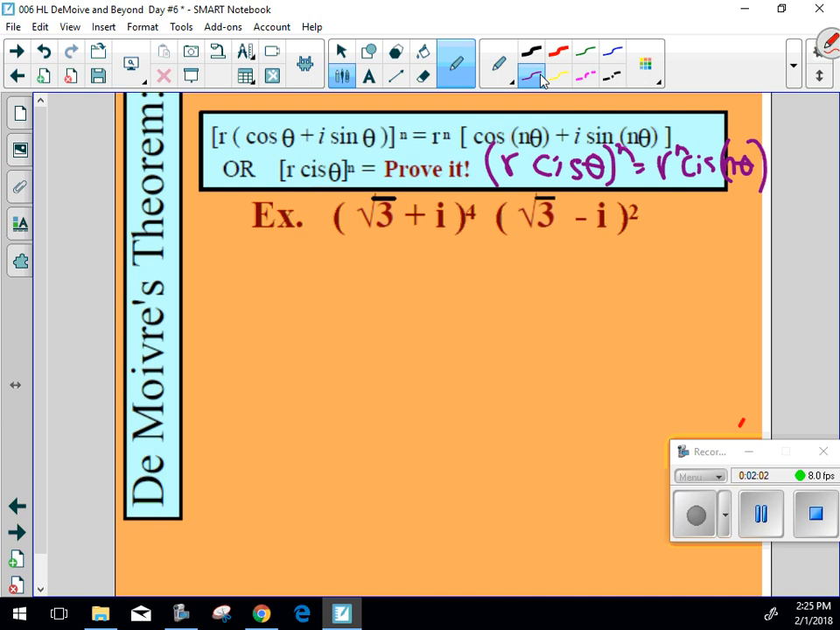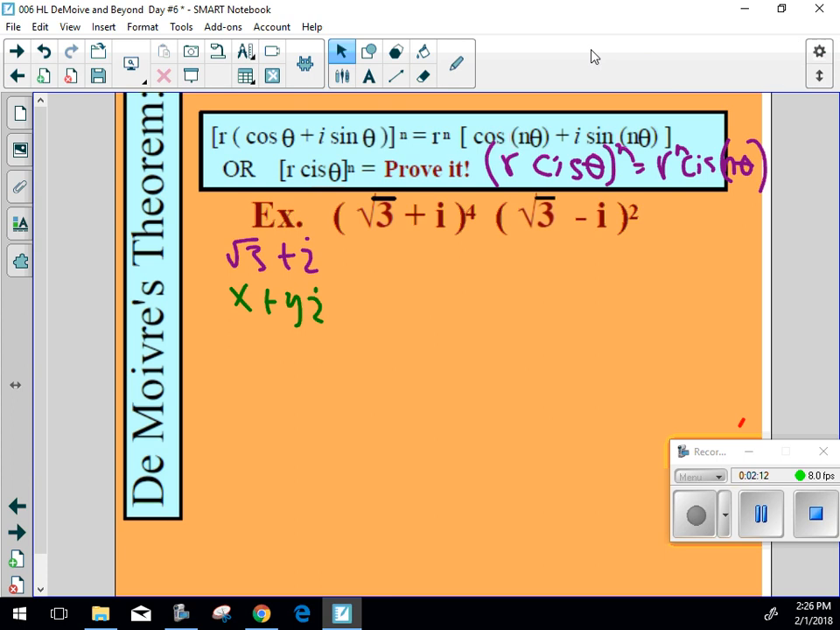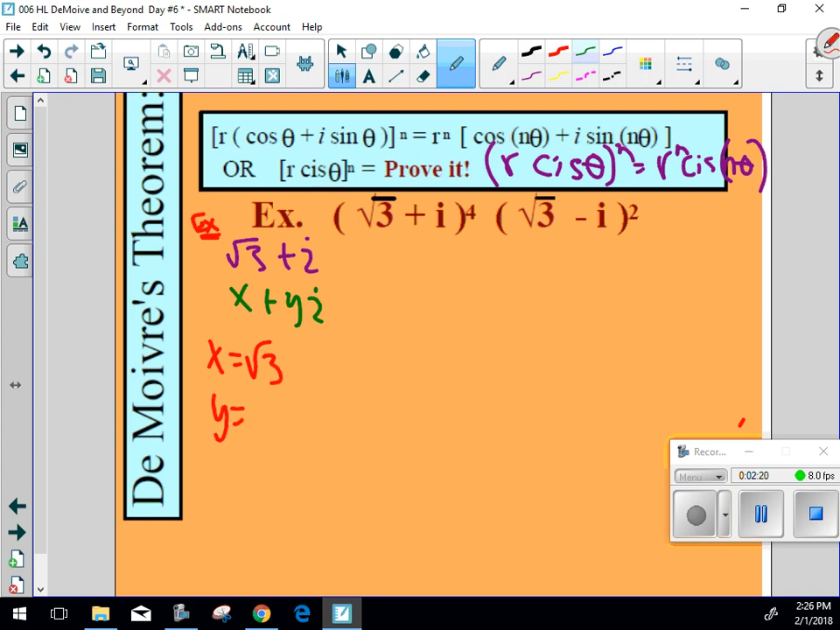So the first thing I'm going to do is get you to review a little bit. Let's say I have the square root of 3 plus I, and I'm going to break this into x plus yi. What would x be in this example here? Square root of 3. What would y be? Careful. 1 times I, yep. All right.